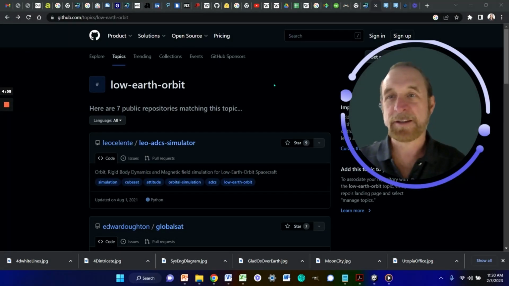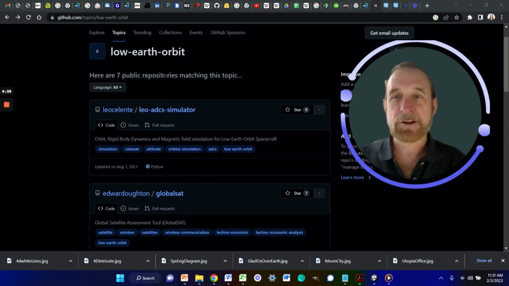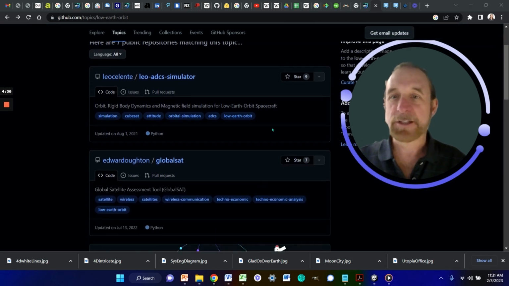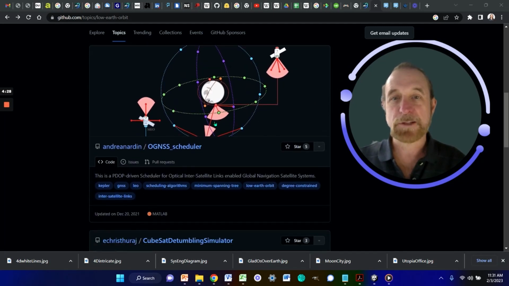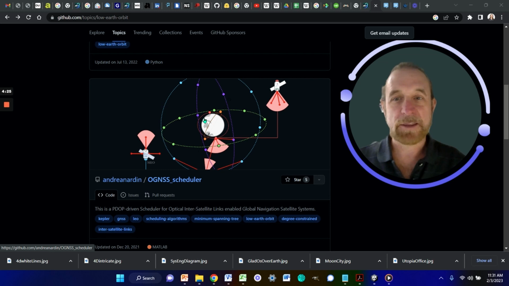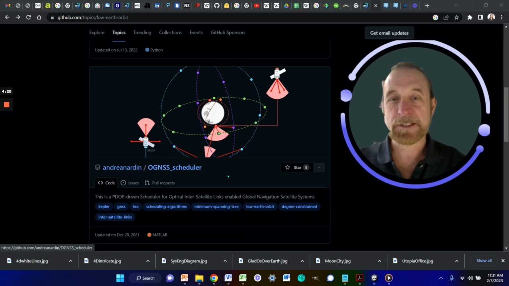So this is GitHub. It's a wonderful place to find lots of work. Very smart people have provided it. So the hashtag, this is a topic, low Earth orbit, and there are seven things here, and you can see what they are. The first one's a Python, the second one's a Python. This third one is MATLAB, and they also provided a screenshot of the output. So this is very interesting.